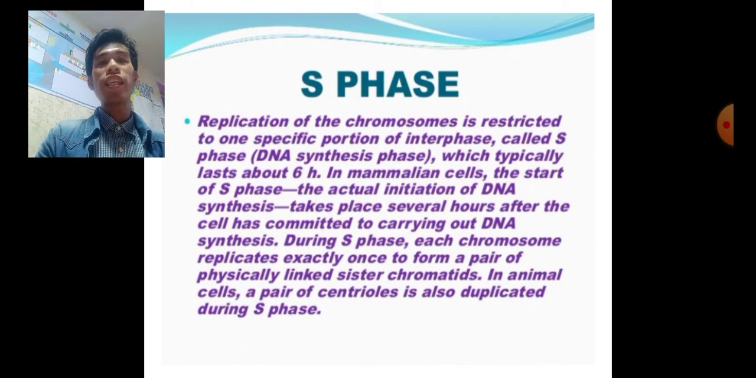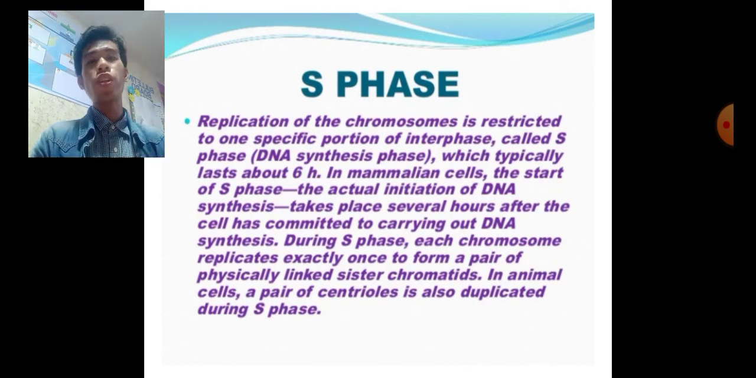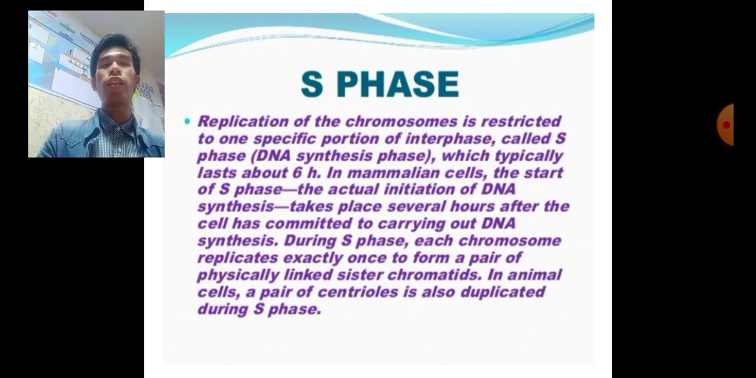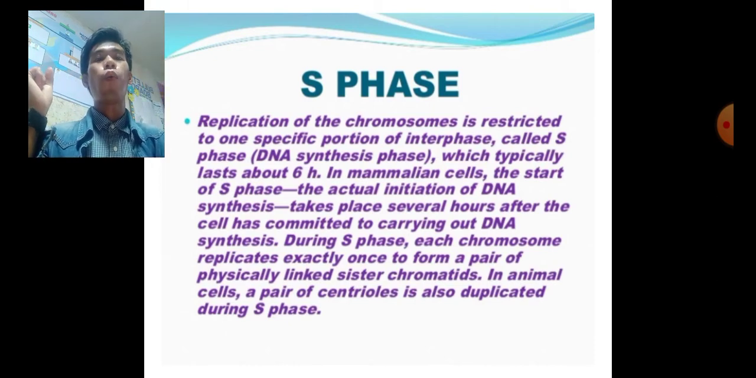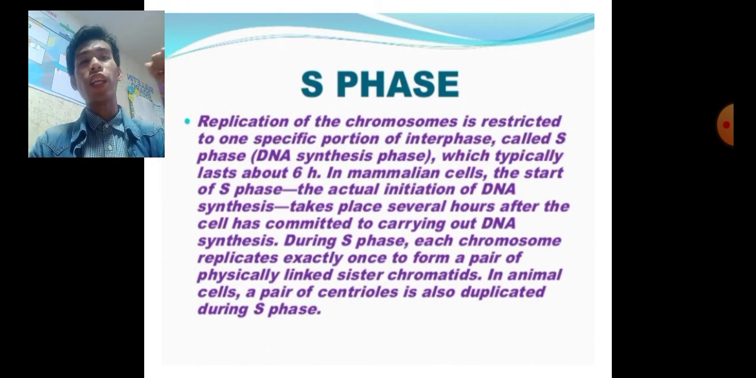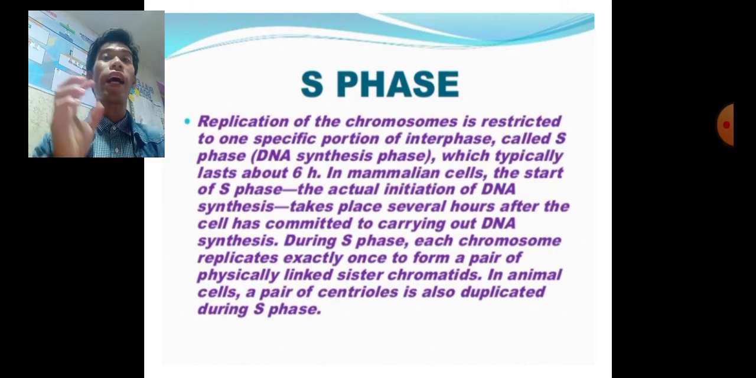So in this S phase, each chromosome replicates exactly once to form a pair of physical links, the sister chromatids. So for an example, here is one and here are two. So we can consider them as sister chromatids, when they are exactly once formed as a pair. They bind together during the S phase.